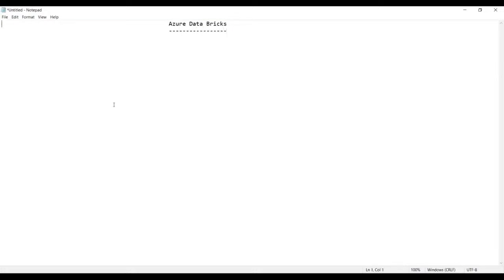Guys, when it comes to Azure Databricks, as you already know, what is Azure Databricks? Azure Databricks is a service which is used to perform the job of ETL, that is extraction, transformation, and loading.